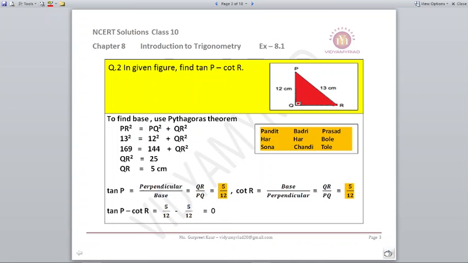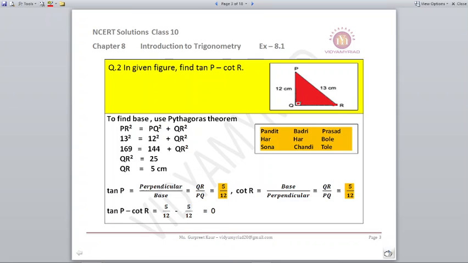And we know the trick, Pandit Badri Prasad har har bole sona chandi tole. Using that trick, we will find tan. What is tan P? Now look at P, its opposite is QR. So that becomes the perpendicular. We have just found QR, that is 5, and PQ is 12. So that is perpendicular upon base. And now what is cot R? Now R, look at the angle.